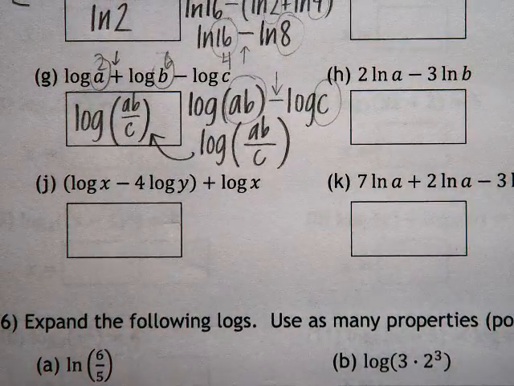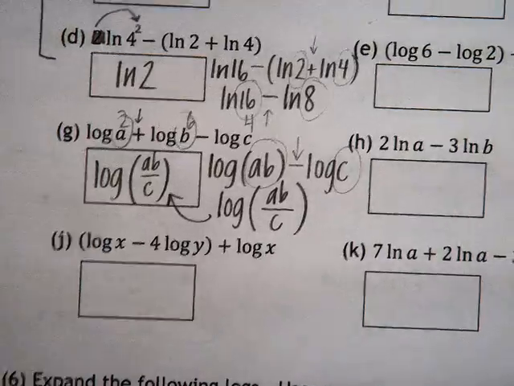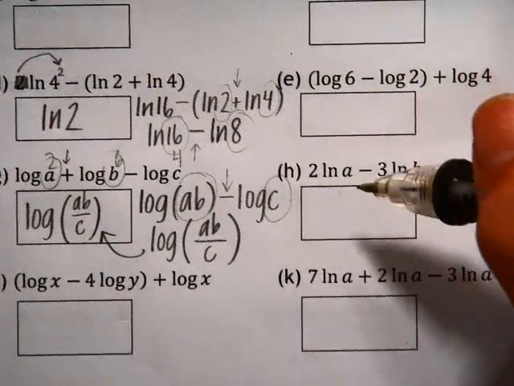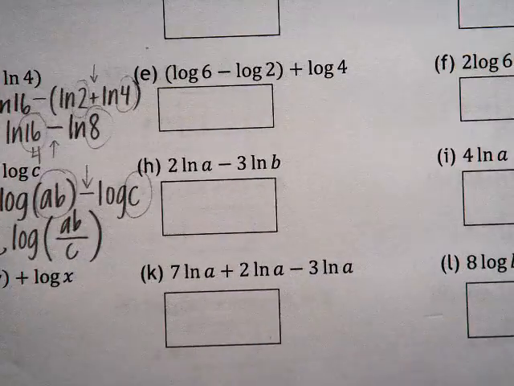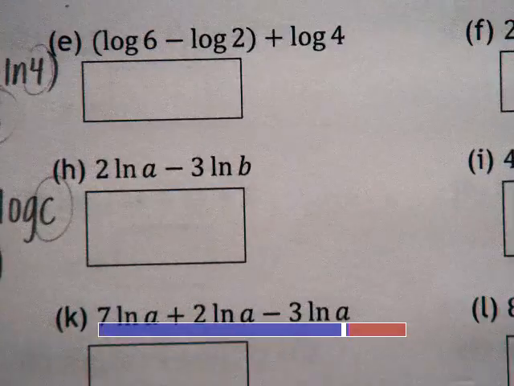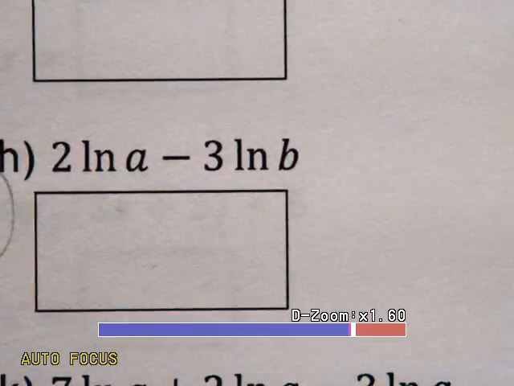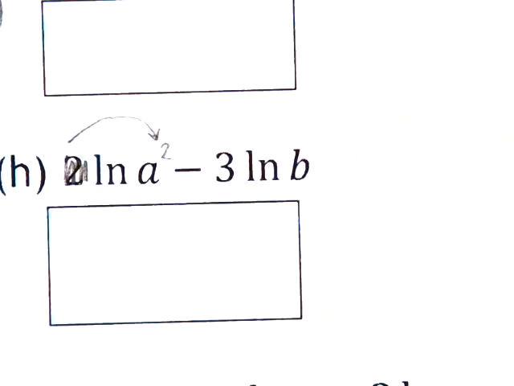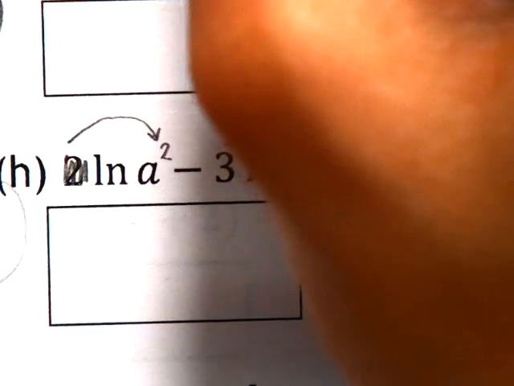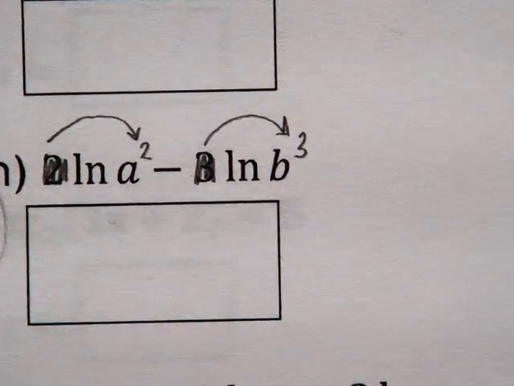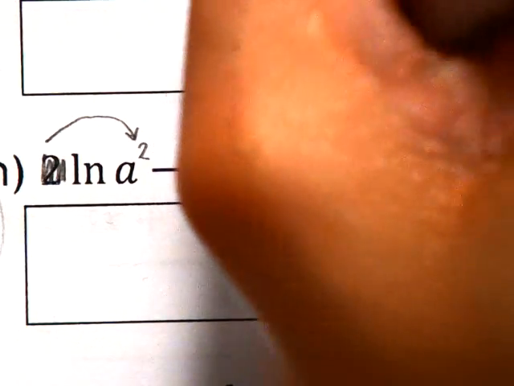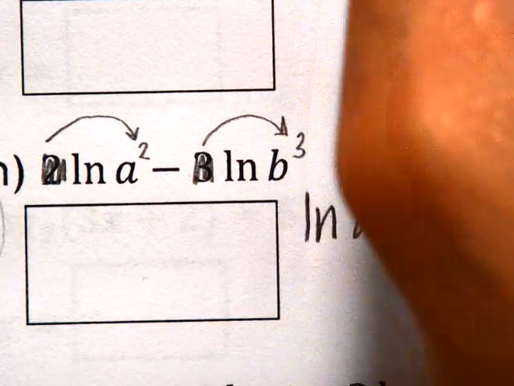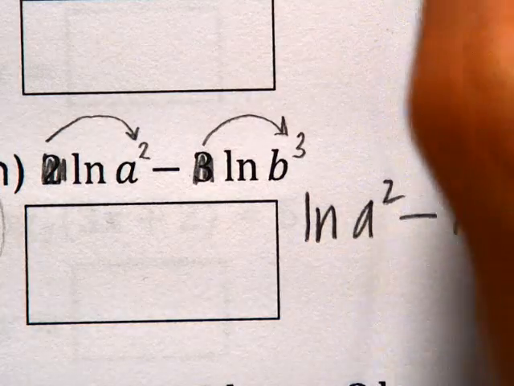Let's try letter H. In letter H, try to take care of these potential powers first. I say that because potential powers are usually the first step. If I take this 2 and bring it up as a square for the A, and if I take this 3 and bring it up as a cube for the B, then I'll just quickly rewrite the problem so it looks more familiar. Natural log of A squared minus natural log of B cubed.